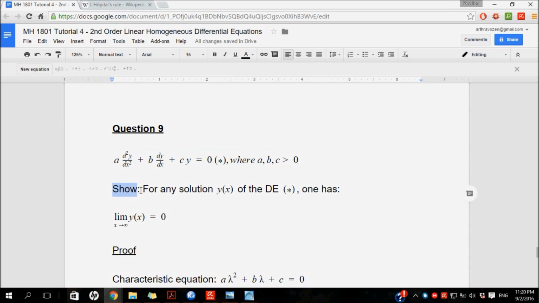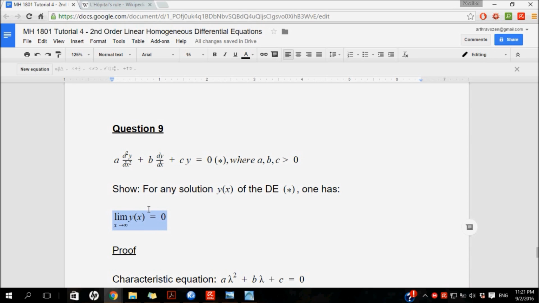We're supposed to show that for any solution y of x for our differential equation, we always have that this limit holds true, that the limit as x tends to infinity of y of x equals 0. This is to say, as x gets extremely large, the solution is such that the value of y approaches 0.